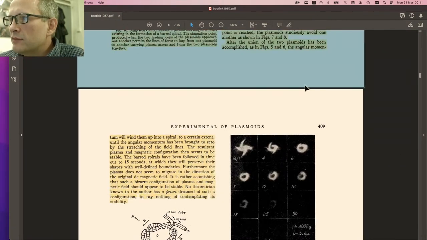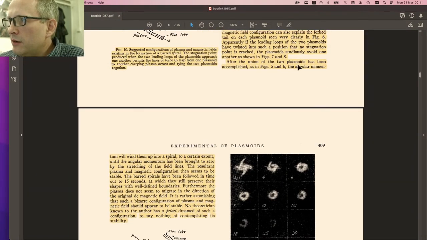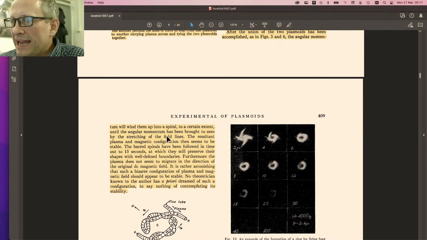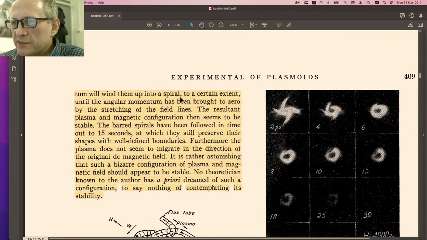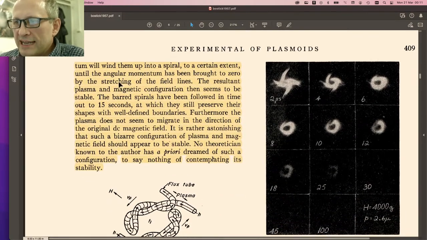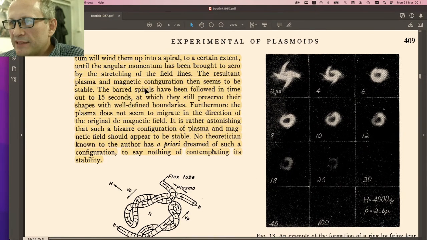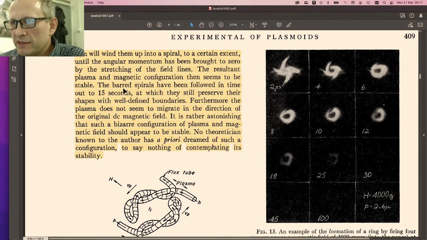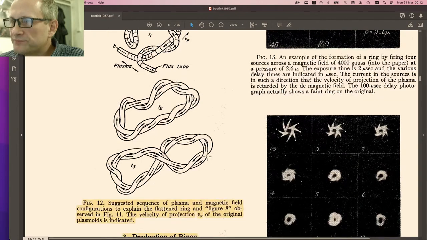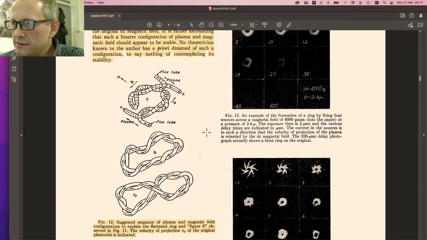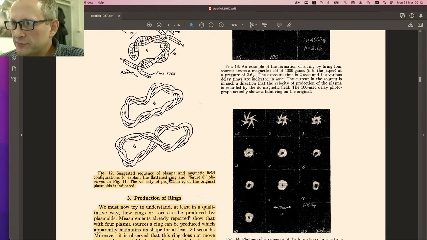Okay, so reading this last bit here. After the union of the two plasmoids has been accomplished, as in figures 5 and 6, the angular momentum will wind them up into a spiral to a certain extent until the angular momentum has been brought to zero by the stretching of the field lines. The resultant plasma and magnetic configuration then seems to be stable. The barred spirals have then been followed in time out to 15 seconds. Now what he talks about is when the systems can join into rings.